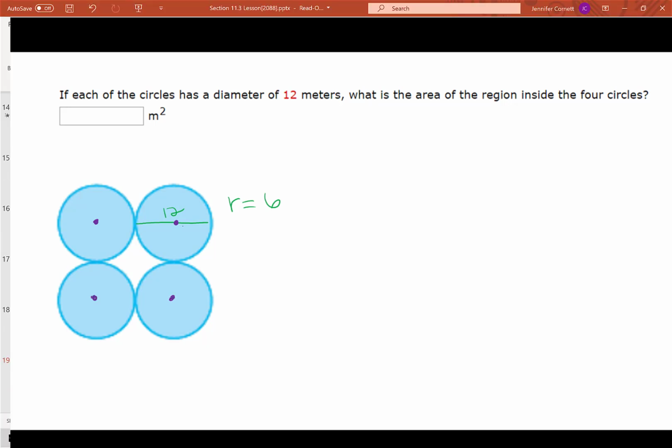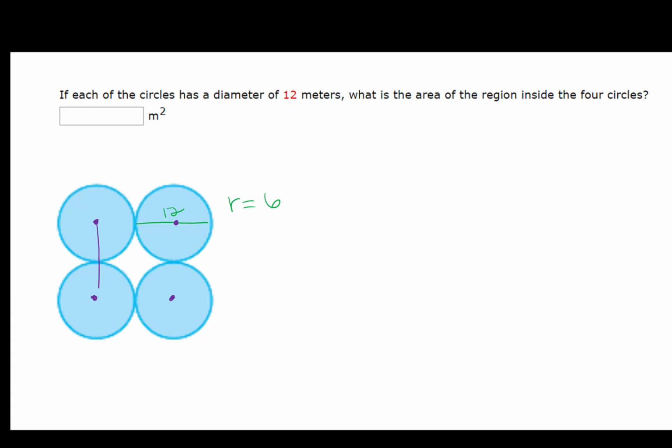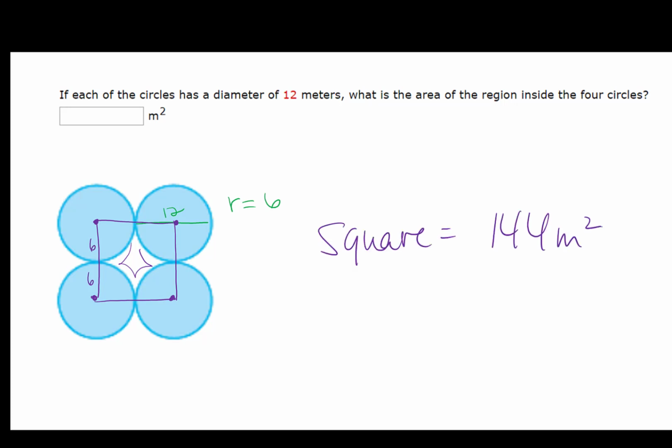We're going to use the center of the circles to make a square shape around that mysterious shape here in the middle. Okay, we don't have a formula to find that shape, but we can draw a box around it, and each of the sides of the square is also going to be 12 meters because it's 2 radii put together, one from one circle and one from the other circle. And so the square is 144 meters squared.